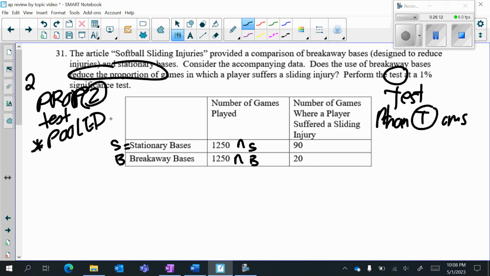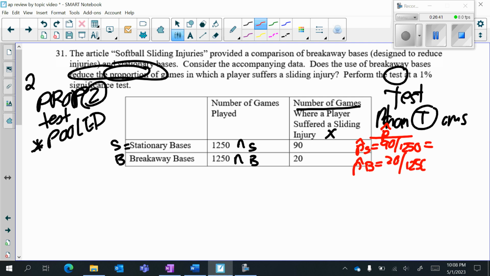So notice this is the number of games. This doesn't say the proportion of games, even though this says proportion. So this is actually the X value of the numerator of the P hat. So what you should do is create a P hat column here and calculate the P hat for both groups. So P hat stationary is going to be 90 over 1250, and that's going to be the stationary P hat. And P hat breakaway is going to be 20 over 1250, okay? So you're going to have your 2 sample statistics. And then this is perform a test, so we're going to do phantom.